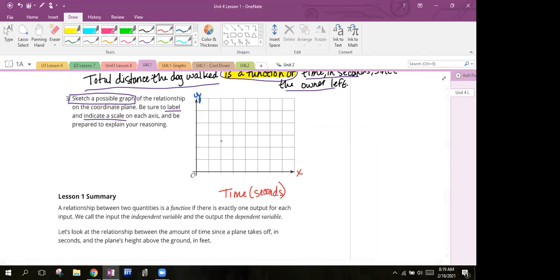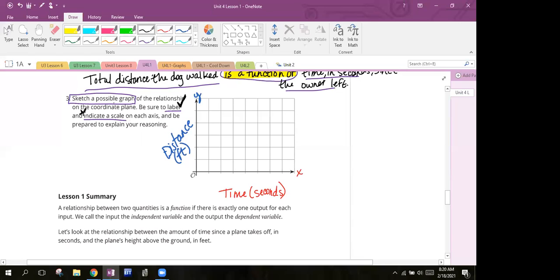Okay, so that is our x-axis. So what is our y-axis going to be labeled? Distance. The total distance. And it's measured in feet. You want to put that. All right, now we have labeled the graph, check. All right, but we still need to indicate a scale.